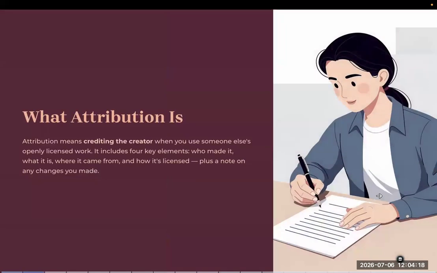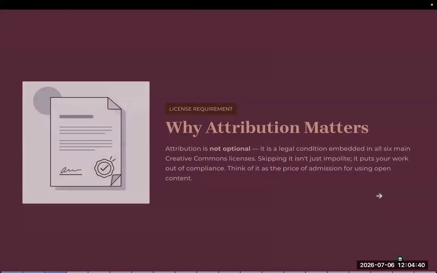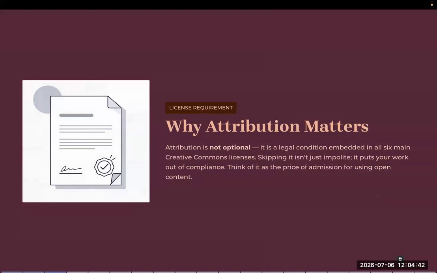So what is an attribution? An attribution is giving credit to the original creator. Think of it similar to a citation, but it is openly licensed work. It includes 4 key elements: who made it, what it is, where it came from, and how it is being licensed, also known as TASL. Please note any changes that you made as well, if possible, in your attributions, especially if you did really heavy changes or not.